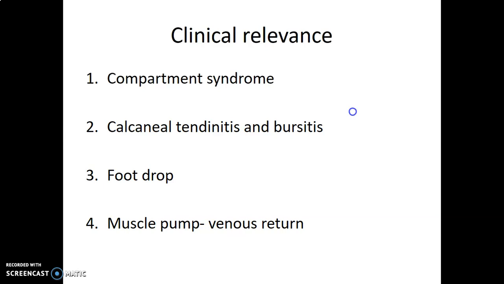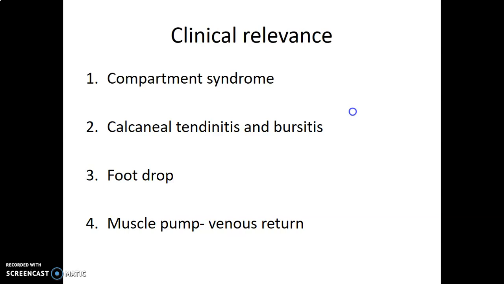Remember, the compartments are formed by walls or boundaries that are not yielding to pressure. The interosseous membrane, the fascia cruris, the intermuscular septum, they are tight. So when you bleed within a compartment, when there's a tumor growing within a compartment, the boundaries, the walls, are not able to expand. So the result leads to compression of the content.